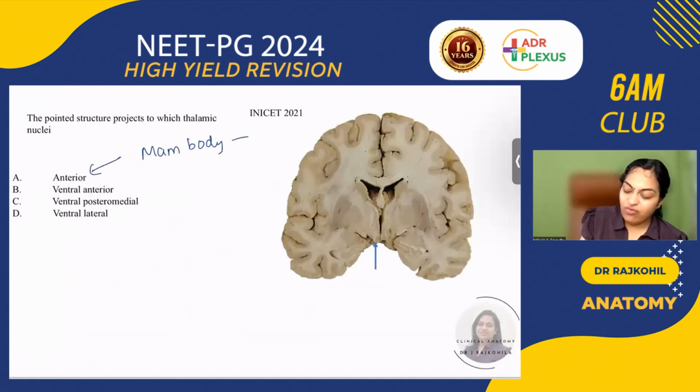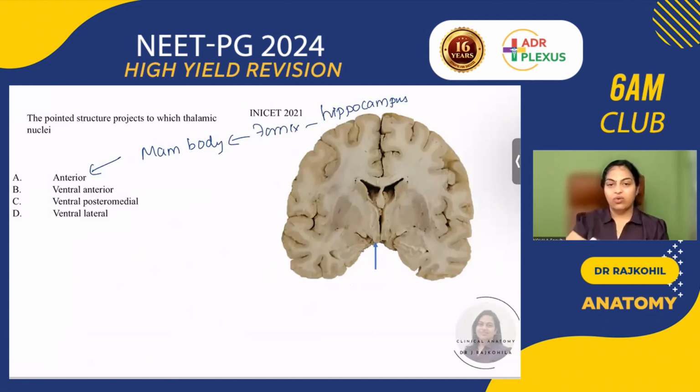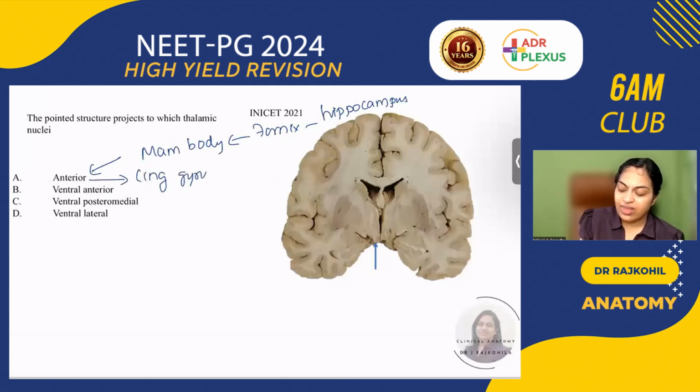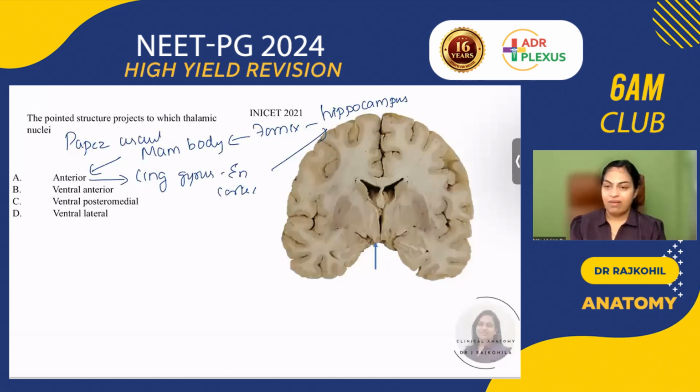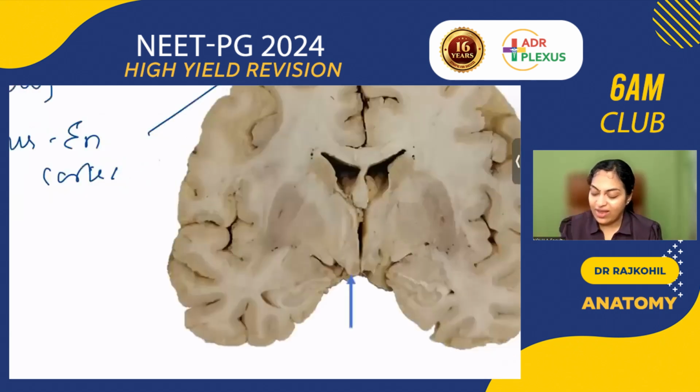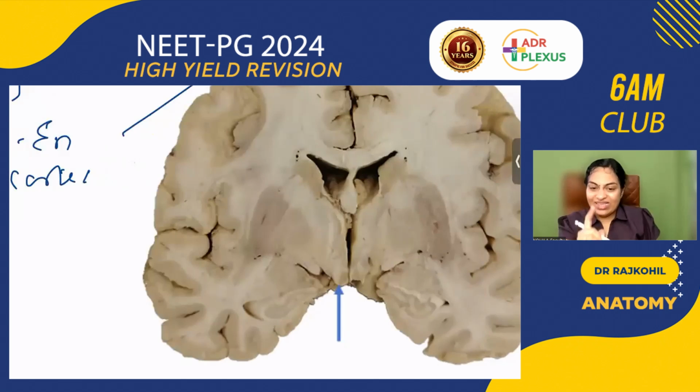So we have the fornix from the hippocampus projecting as a white matter bundle into the mammillary body, from that to the anterior thalamic nuclei, from that to the cingulate gyrus, entorhinal cortex, and back to hippocampus, forming the Papez circuit for attention and recent memory. Okay, they keep asking this again and again. I'll just put one extra question. Let me see how you're prepared.